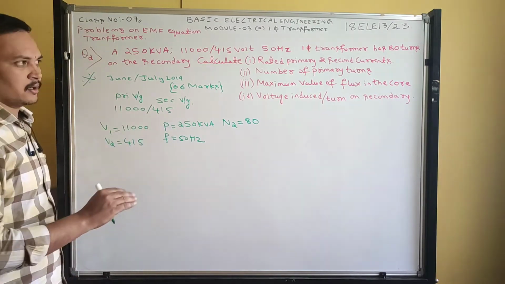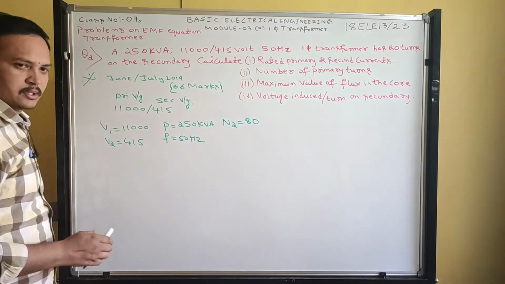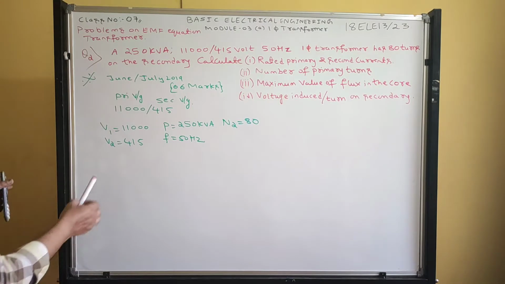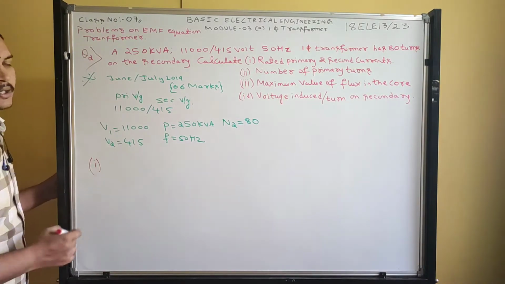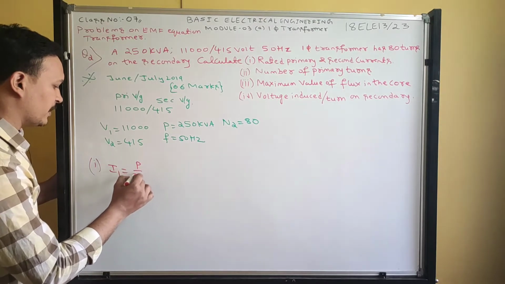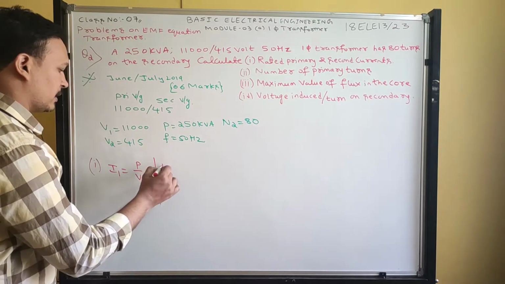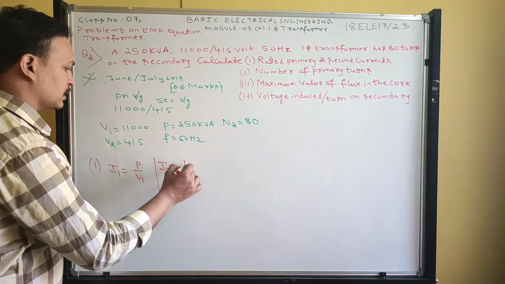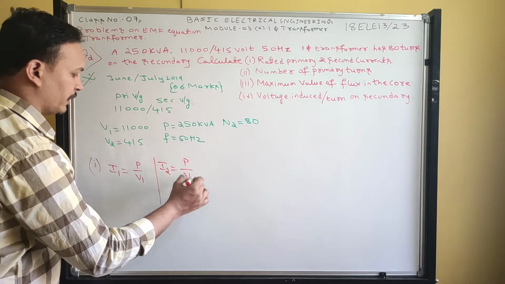Using this data, calculate all these parameters. So the first question is what? Rated primary and secondary currents. Rated primary current formula is P by V1 and rated secondary current equation is P by V2.